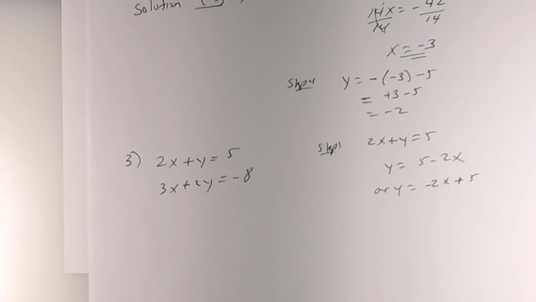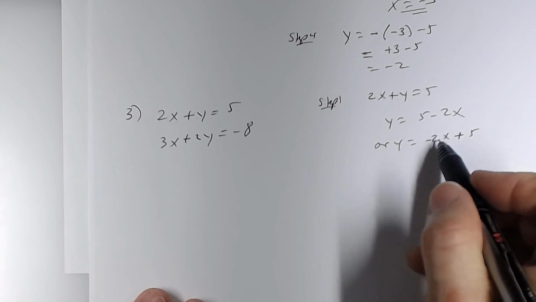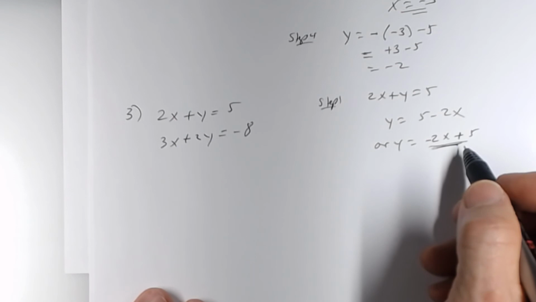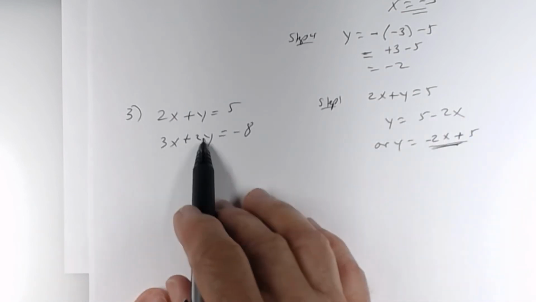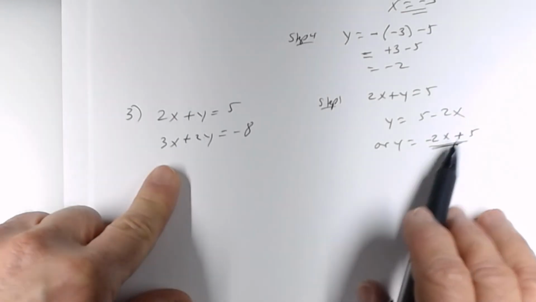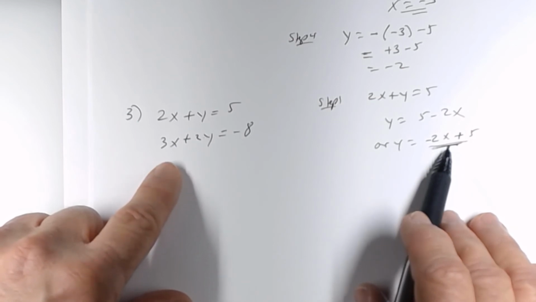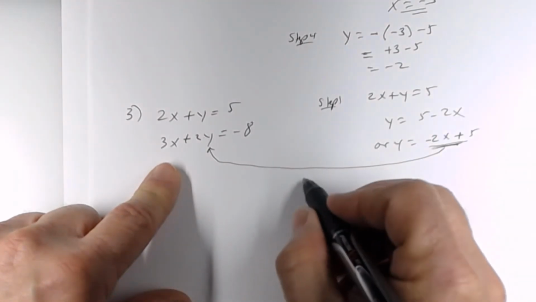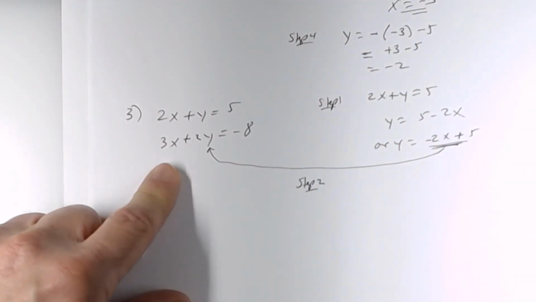Okay, so that was step 1. We picked the first equation, got y by itself. That was the easiest one to deal with. Step 2 now is where I do that substitution. So step 2, I'm going to underline this right here. And in the other equation, meaning this one, I'm going to substitute what I have underlined into which variable? Y. So I'm going to do this right here. Step 2 is where you do the substitution.